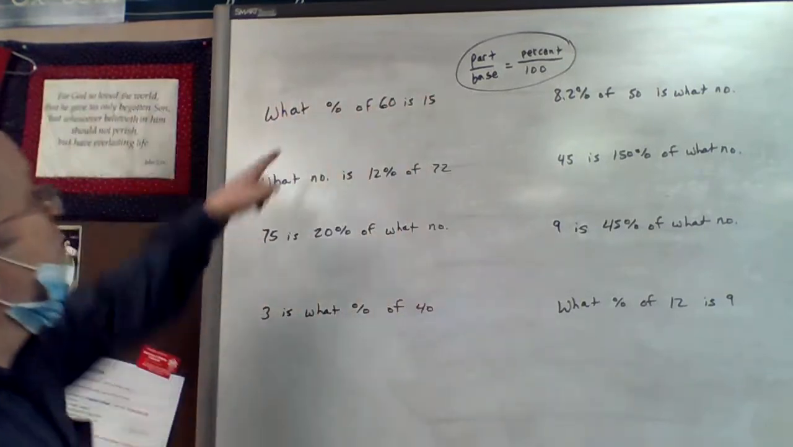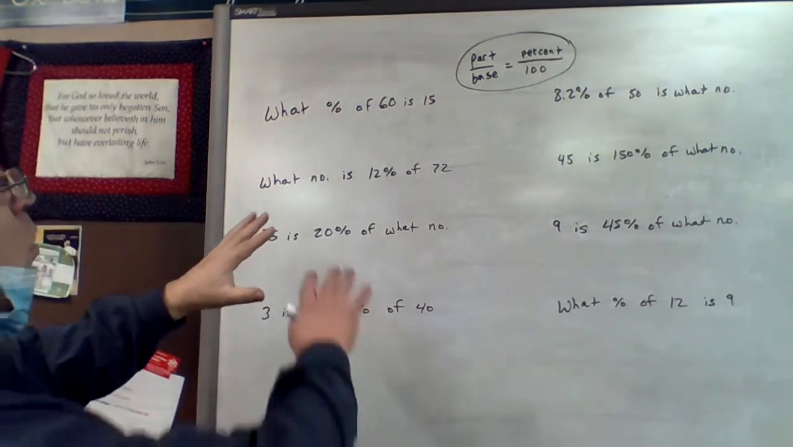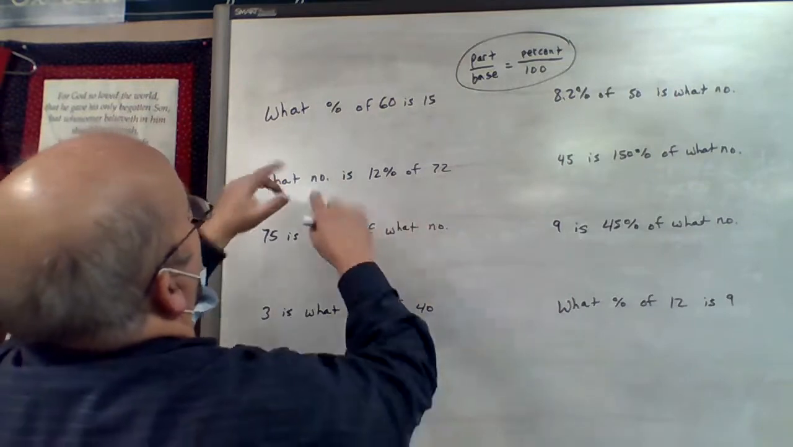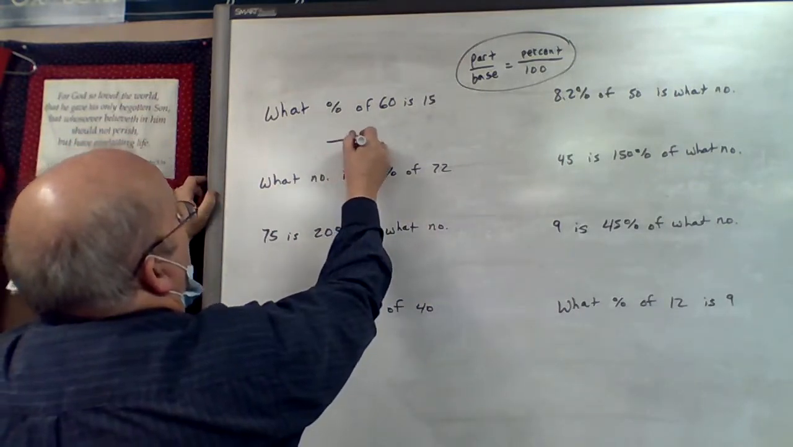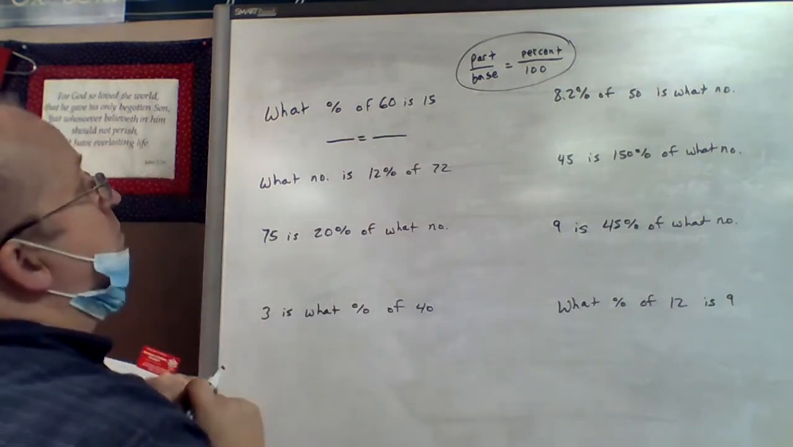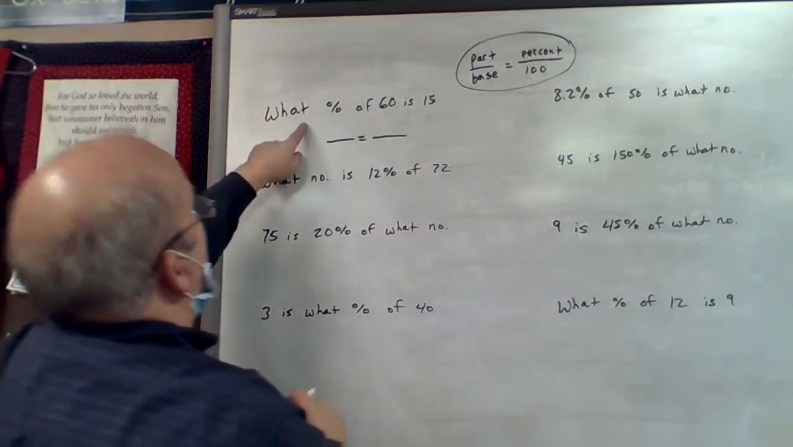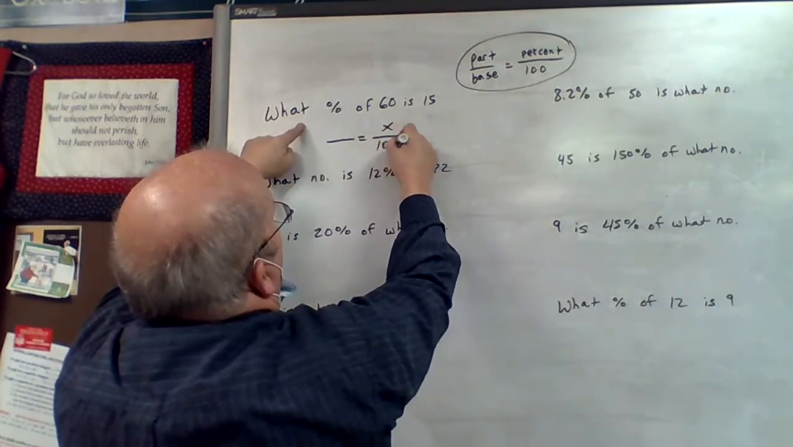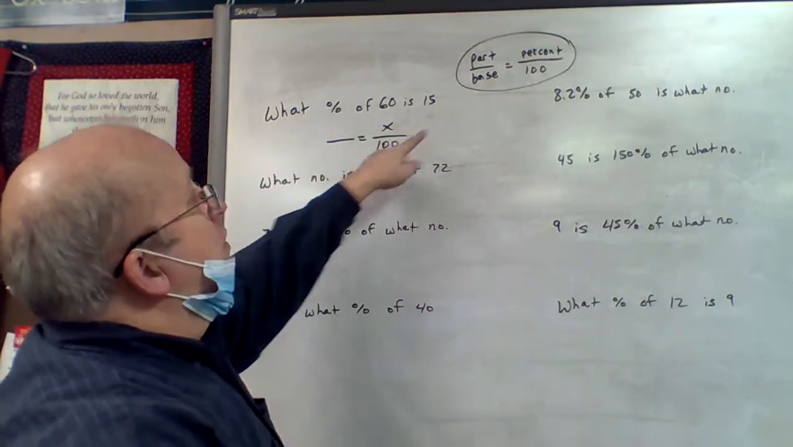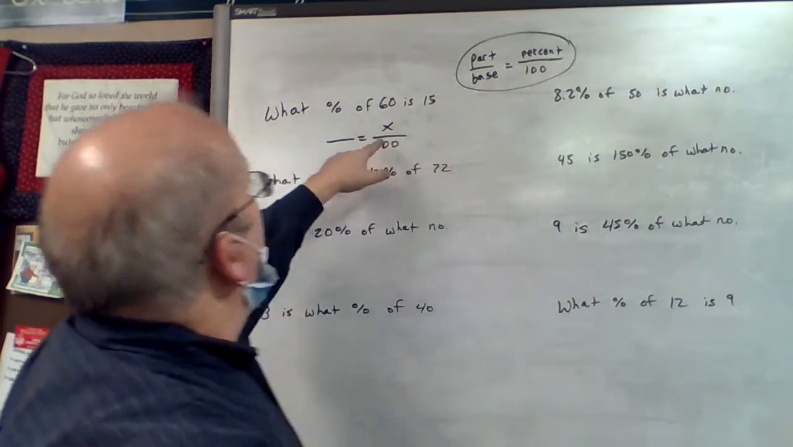Okay, let's start with this problem right here. What do we not know in this problem? We don't know the percent value, do we? So I'm going to write a percent formula, and I'm going to leave the percent empty because we don't know what it is. I'm going to write 100 here because it tells me to in the formula.